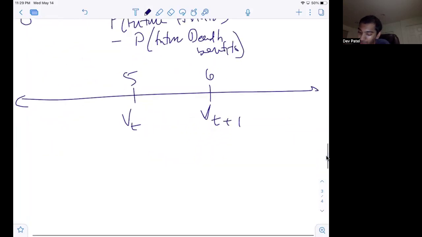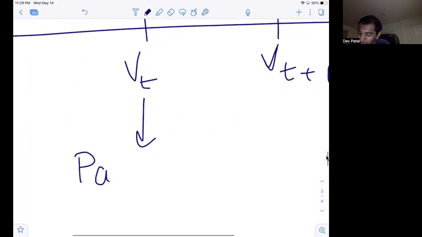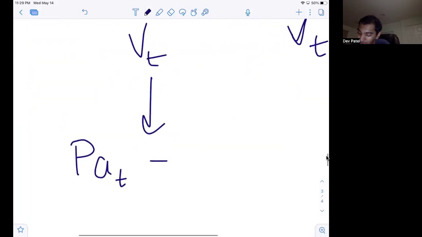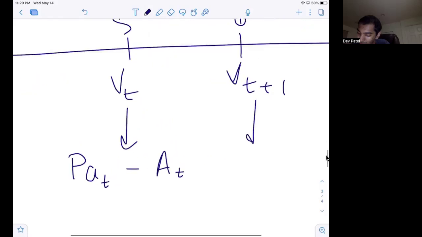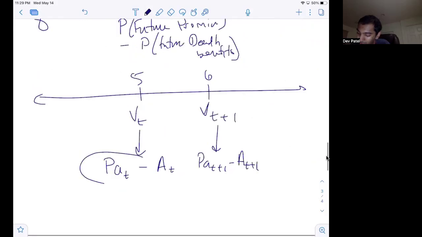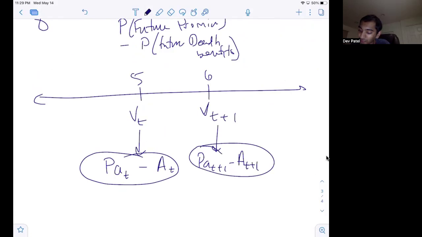Now, understand that VT is PAT minus AT. And then VT plus 1 is PAT plus 1 minus AT plus 1. So it's the difference between the present value of the future premiums and the present value of the death benefit between each of these two.